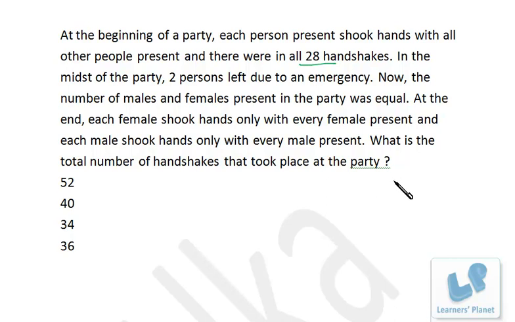Now friends, each handshake takes 2 persons. That means we have to find out, initially, suppose we find out the total number of persons present in the party, right? See, I suppose there are n persons, right? So it takes 2 persons for one handshake. So whatever the number of combinations of 2, that will be 28. So nC2 is 28, right?